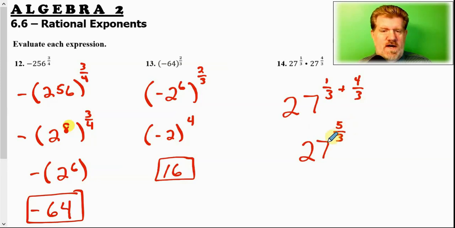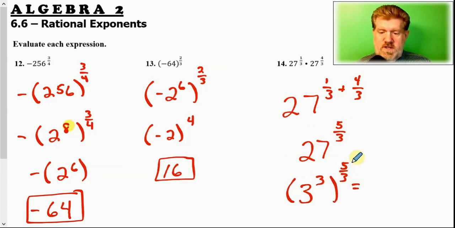But we're asked to evaluate, so there's probably more we can do. Well, what is 27? 9 times 3, and 9 is 3 times 3, so 27 is also 3 cubed. And we just raise that to the 5/3 power. And when you raise a power to a power, you multiply. 3 times 5/3 is 5, because 3 divided by 3 is 1, and 1 times 5 is 5. And 3 to the 5th power happens to equal 243.